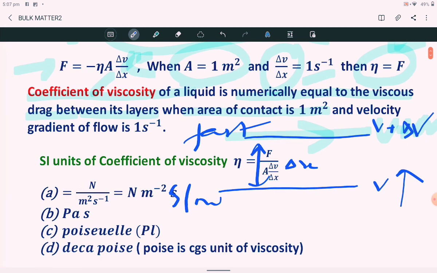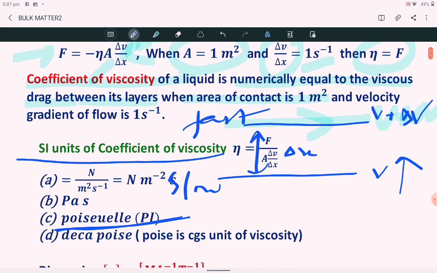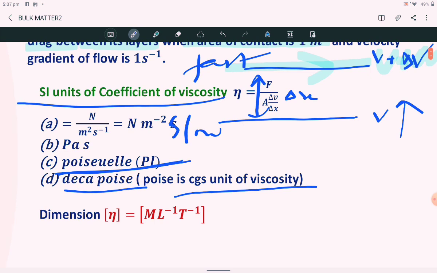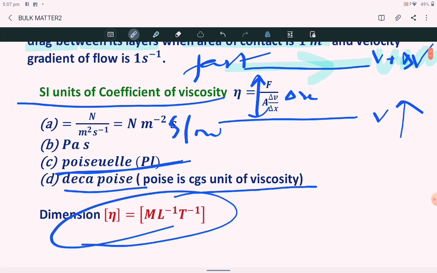Now the SI unit of coefficient of viscosity is Poiseuille, and it is a very big unit. We generally use the smaller unit, and it is known as decapoise. Decapoise is the easiest unit of viscosity. And what is the dimension? If you put all the values, you will find that the dimension of eta is M L inverse T inverse.